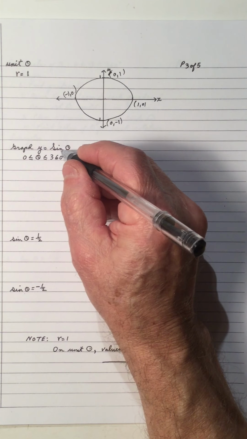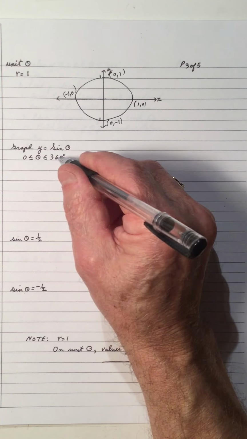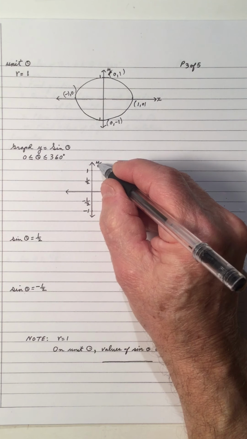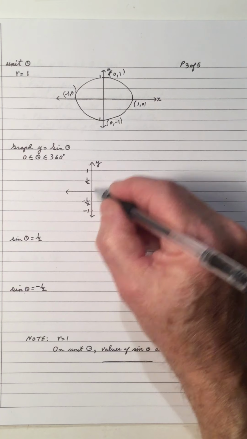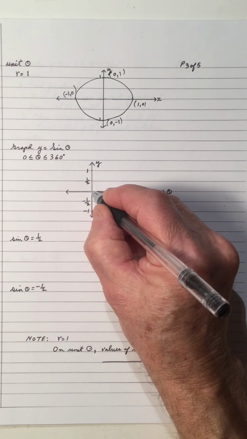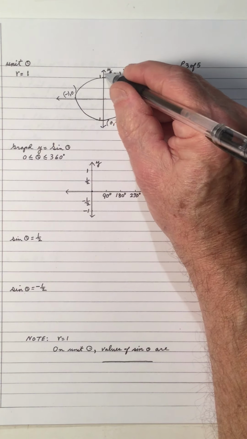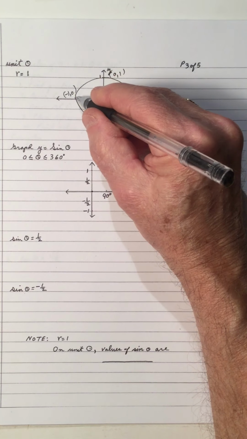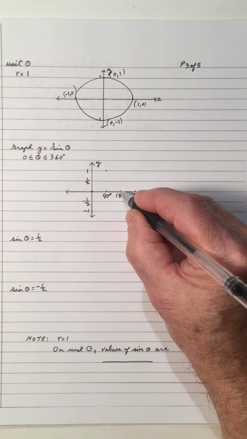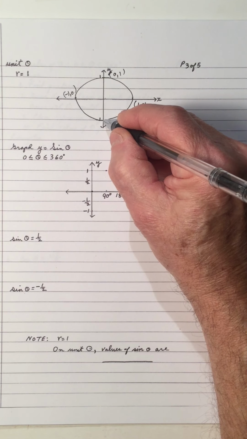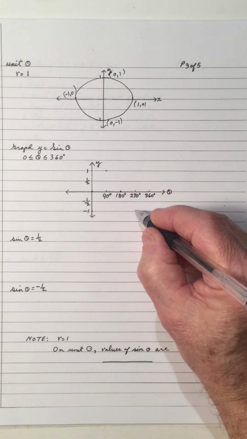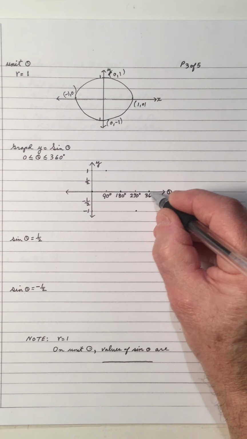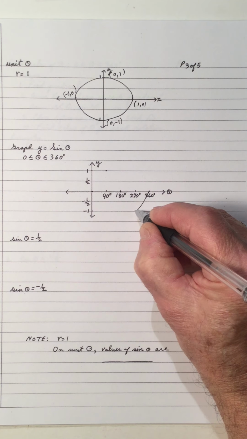And the sine graph is related to the y, so we're going to look at from 0 to 360. So y, theta, and value of y. At 0 degrees, the y is 0. At 90 degrees, the y is 1. At 180, y is 0. And at 270, the y is -1. And back to 360, y is 0.